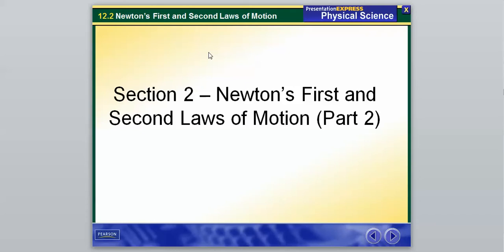We are continuing on with Newton's first and second laws of motion. Again, remember the first law of motion: an object in motion tends to stay in motion, and an object at rest tends to stay at rest unless they're acted upon by an unbalanced force. So now we're going to take a look at Newton's second law.